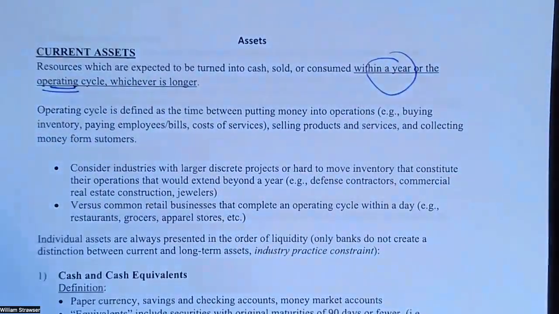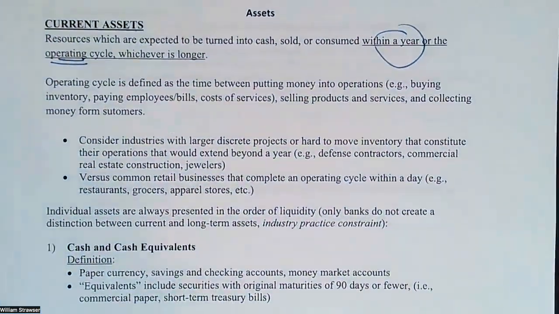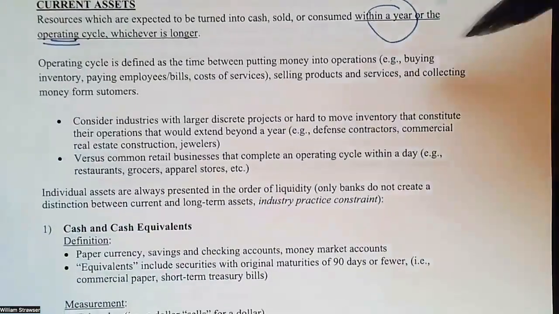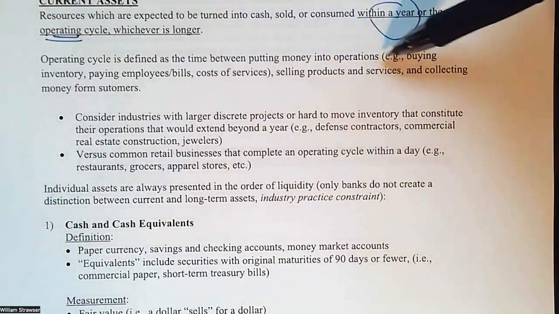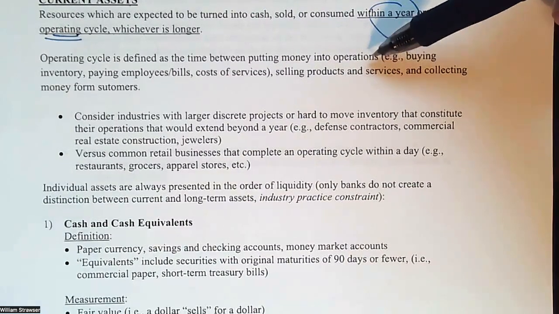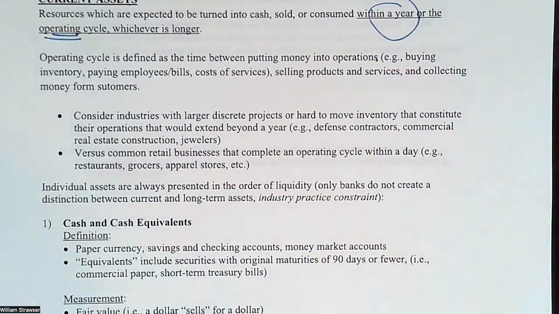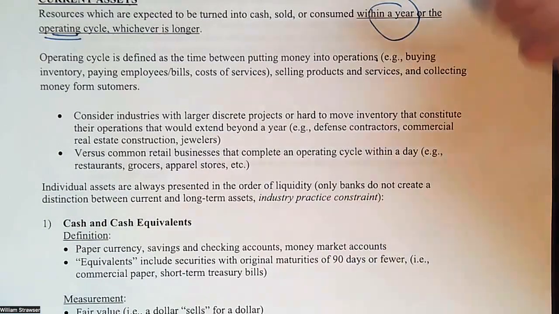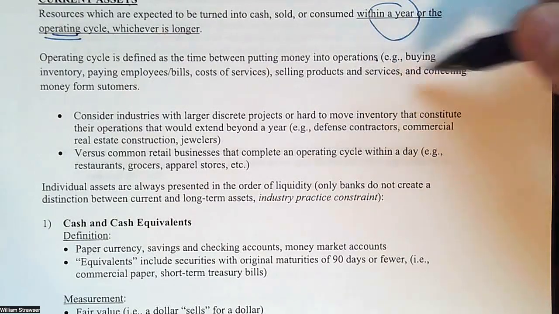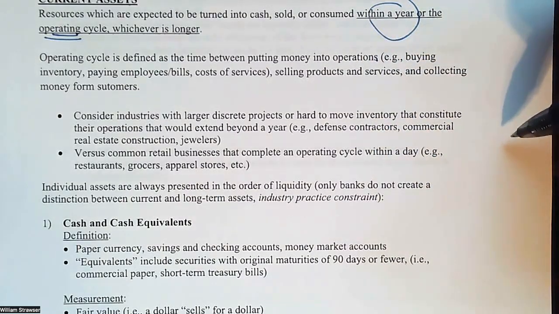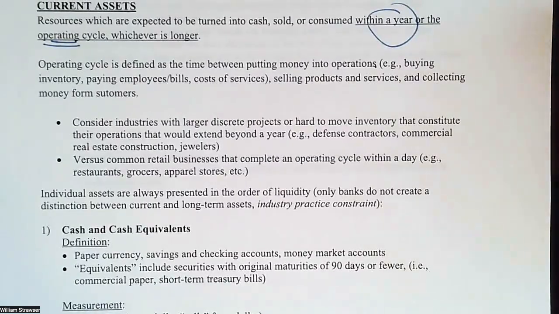So let's turn to that for a second and understand what the operating cycle is. The operating cycle is simply the time it takes from me putting money into operations, so buying inventory, paying my employees, paying all of the things that keep my company running, selling a product or a service, and then collecting money. So there are certain types of businesses where the operating cycle will not occur within 1 year.